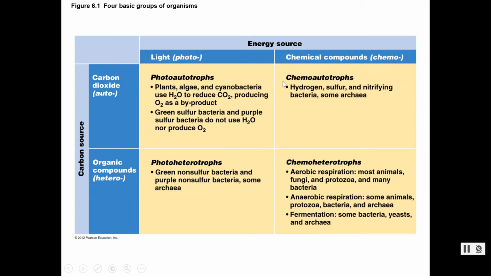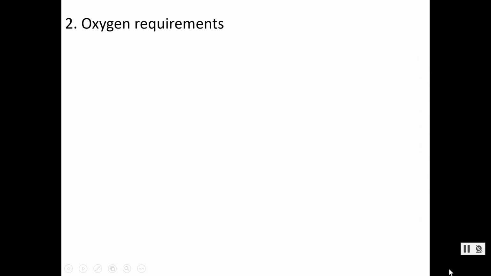Okay, so you should know this, and when you see these words, chemoheterotrophs, photoautotrophs, know that there are two things that this tells you: how they get their carbon and how they get their energy. Okay? Okay, so we will stop this.